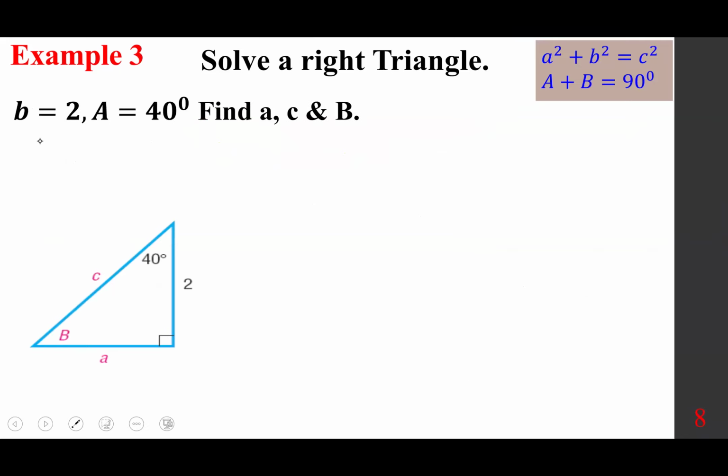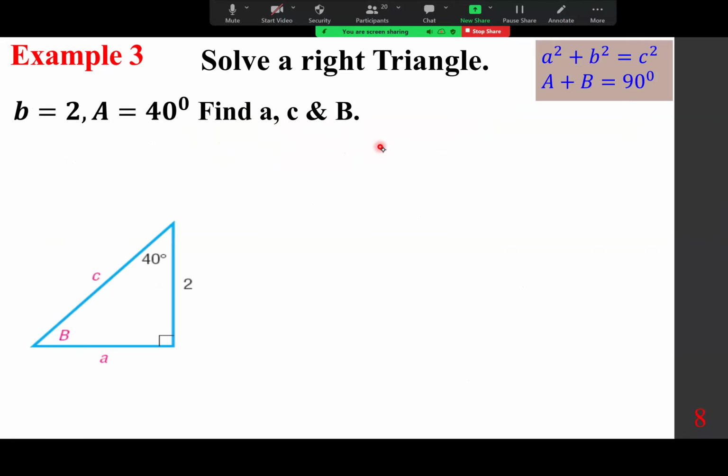Another example where b is 2, A is 40, find a and c and B. And sometimes this is not given. You got to figure it out on your own. It's not that big of a deal. So let's see what we have here. So A is 40 degrees. I want to do something here. I want to say this is vertex A. Okay, this is 40 degrees. This says it's vertex B, and therefore this must be vertex C.